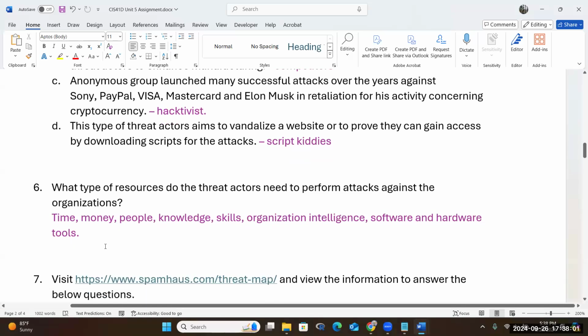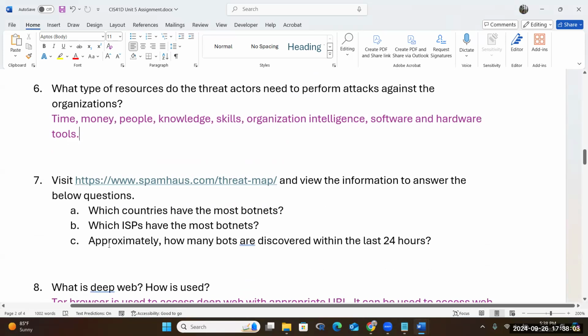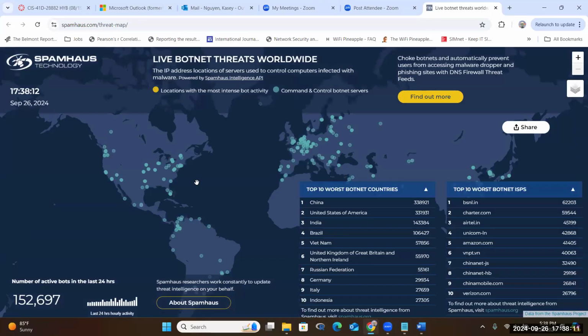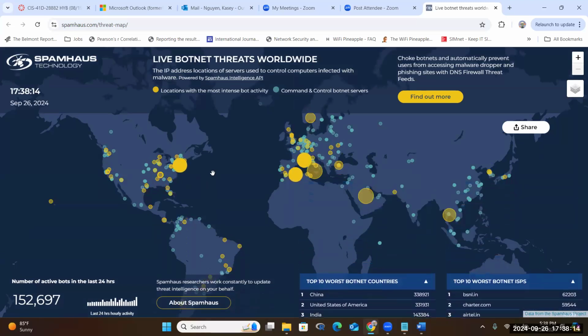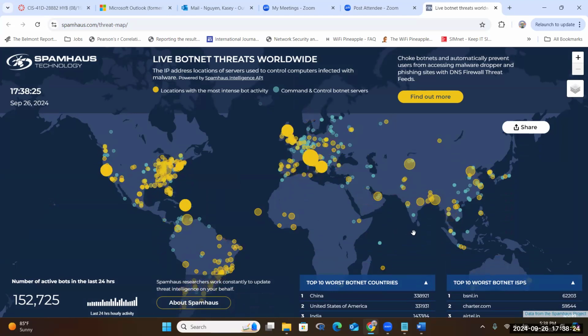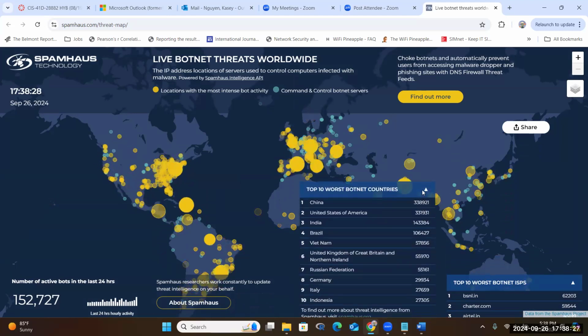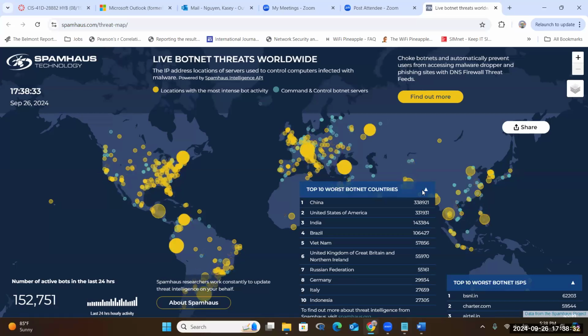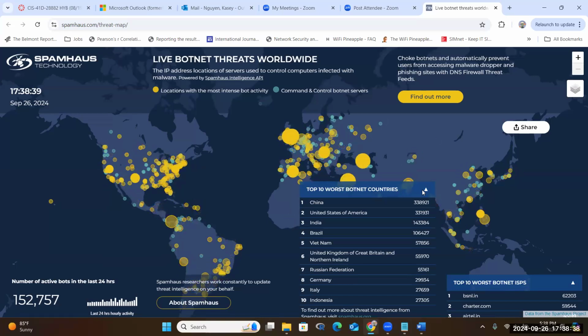So all right, for number 7, we're going to go ahead and visit the Spamhaus threat map. A lot of the maps map out attacks, and this particular threat map maps out bots. So the blinking little yellow dots that you see are the bot activities. And you can put your cursor on the menu and it's going to pop up the countries that have the most bots, or it says the top 10 worst botnet countries.